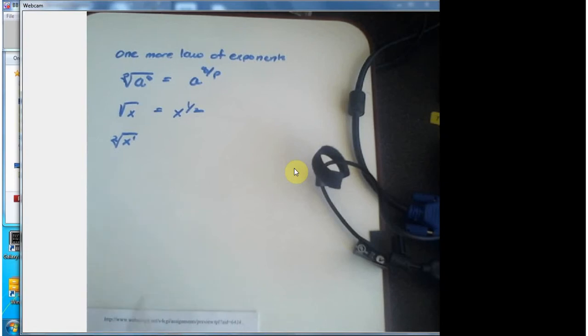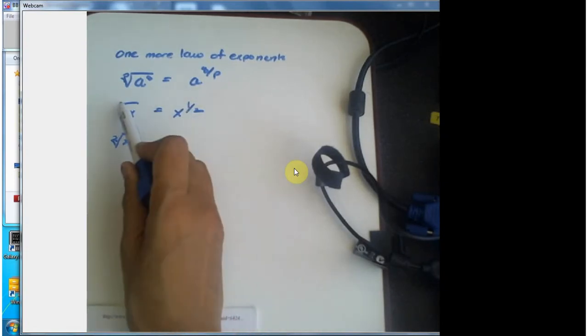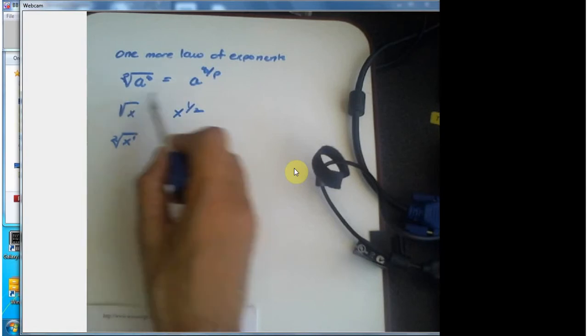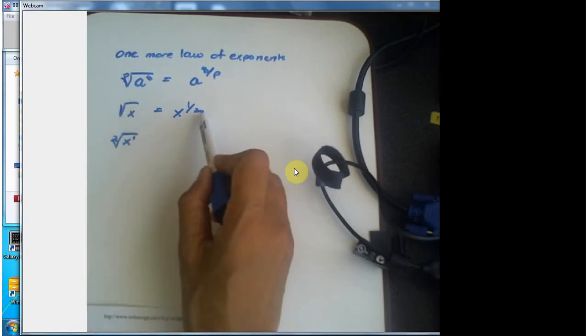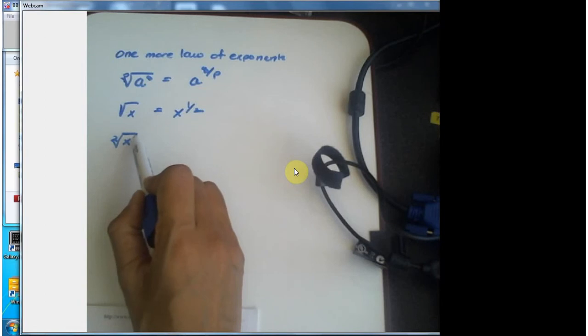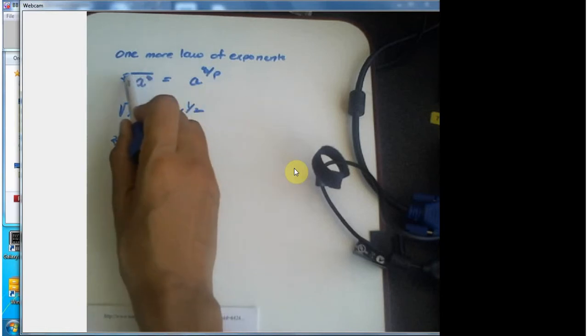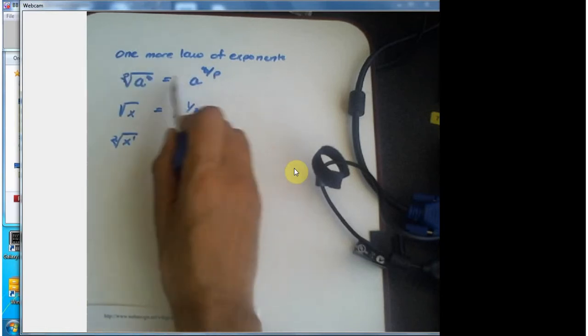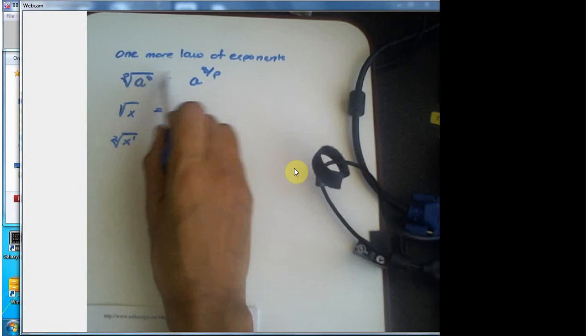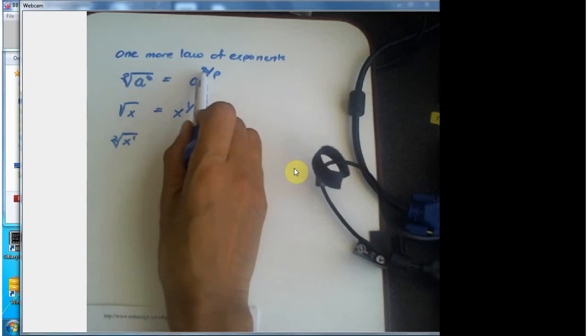So that tells me that whatever I'm rooting by, in this case a second root, is the denominator of the fraction that goes here. And whatever is the exponent of the x is the numerator of the fraction that goes there. And that's how I remember this relationship: what goes here belongs in the denominator, and what goes here, that's an ugly looking q, goes up here. So that's how I keep that one straight.